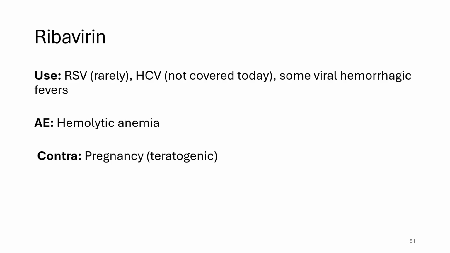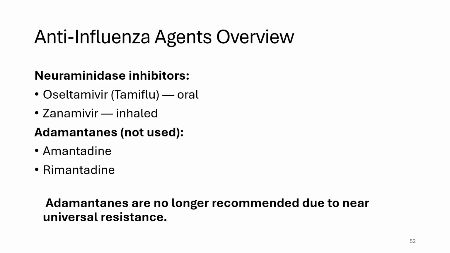Ribavirin can cause red blood cell destruction, so anemia is a classic side effect. And then ribavirin is absolutely contraindicated in pregnancy. It is teratogenic, so it can cause serious fetal harm. One of those drugs where pregnancy is a hard stop.